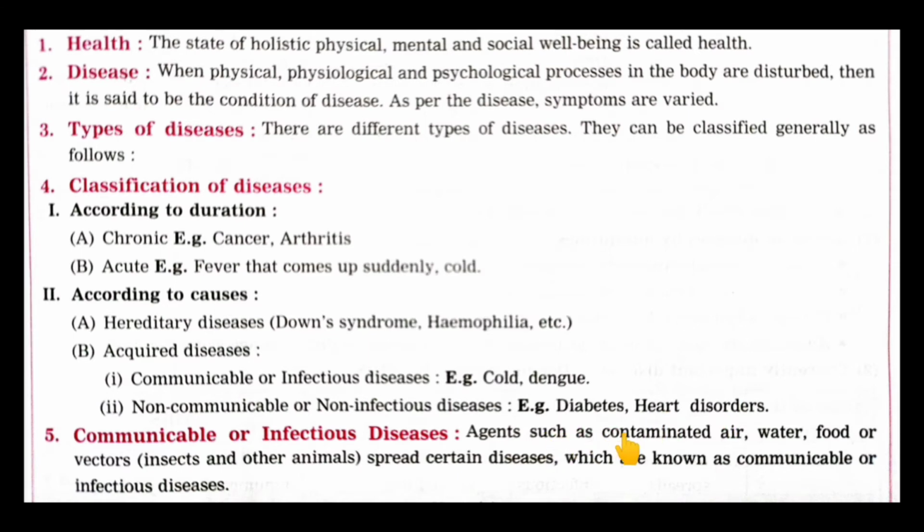So agents such as contaminated air, water, food, or vectors, insects and other animals spread certain diseases which are known as communicable or infectious diseases. These diseases are spread through air, through water, through food, or through vectors such as insects and other animals, such as mosquitoes. Malaria and dengue are spread through mosquitoes. Certain diseases such as COVID-19 are spread through air. Some diseases such as cholera are spread through water. Food poisoning is spread through food. So through these agents, communicable or infectious diseases are spread.